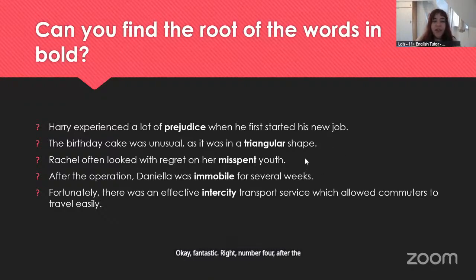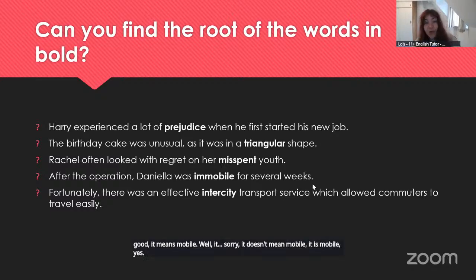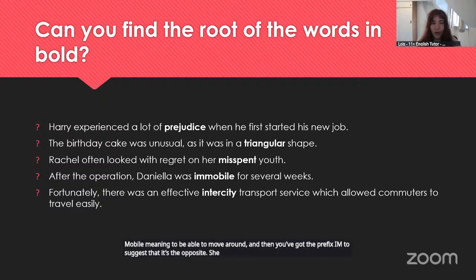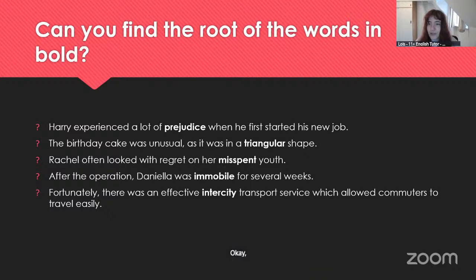After the operation, Daniela was immobile for several weeks. This should be quite fairly straightforward, this one. Yeah, good. I see lots of messages coming up with this one. Good. It means mobile. Well, sorry, it doesn't mean mobile. It is mobile, yes. Mobile meaning to be able to move around. And then you've got the prefix im to suggest that it's the opposite. She's not able to move around. Okay, and the last one. Fortunately, there was an effective intercity transport service which allowed commuters to travel easily. So, intercity, where's the root?